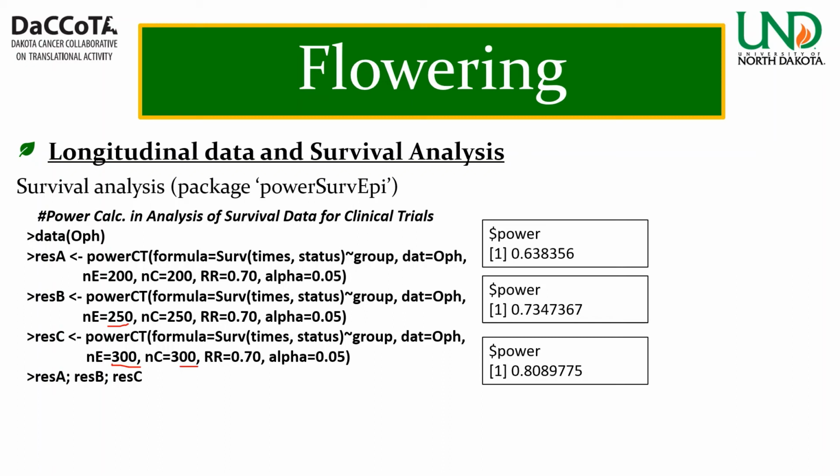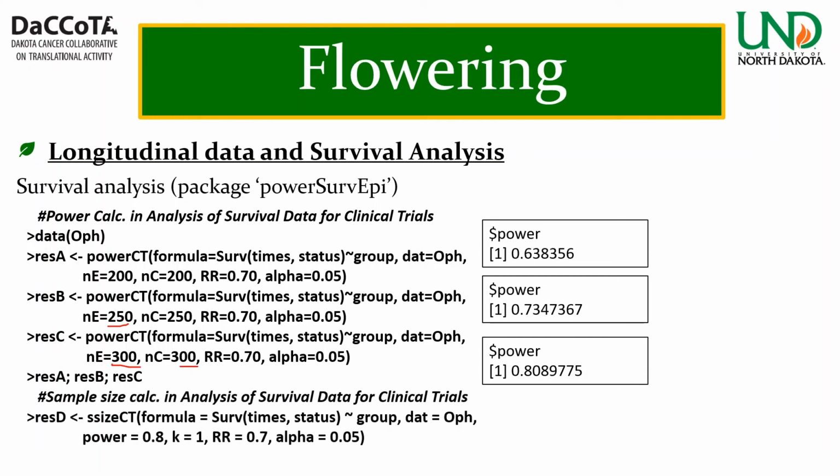Okay, so that was great, but what if instead of trying out sample sizes to get the power we want, it would be better to enter power and get out sample size. And of course, we can do just that with another function, SSICT. We can flourish with that.